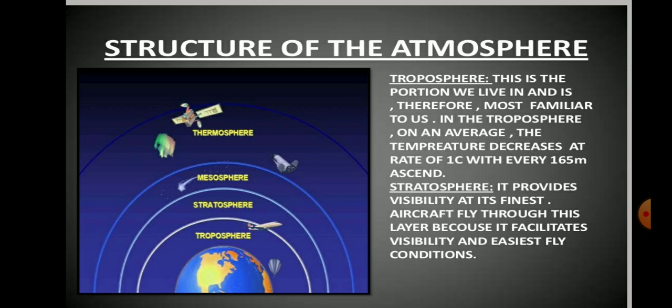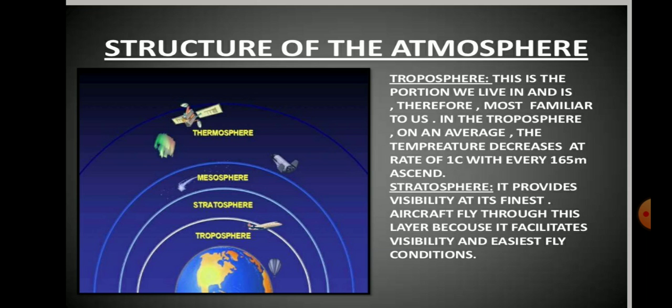So let's know about the troposphere. This is the portion we live in and it is therefore most familiar to us. In the troposphere, on an average, the temperature decreases at a rate of 1 degree with every 165 meter ascent. Why? Temperature decreases by 1 degree with every 165 meter. It is due to the reduction of pressure with the increase of height.